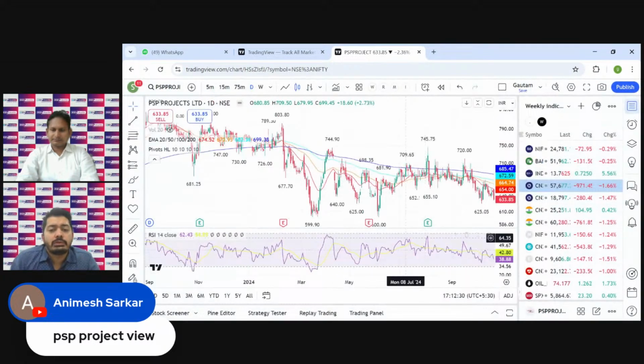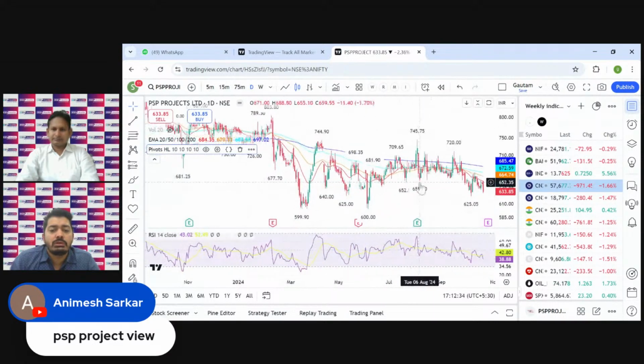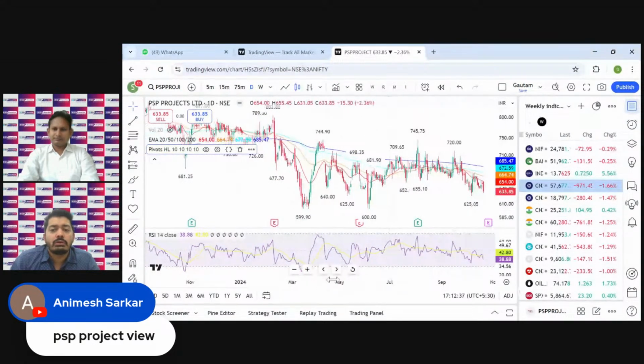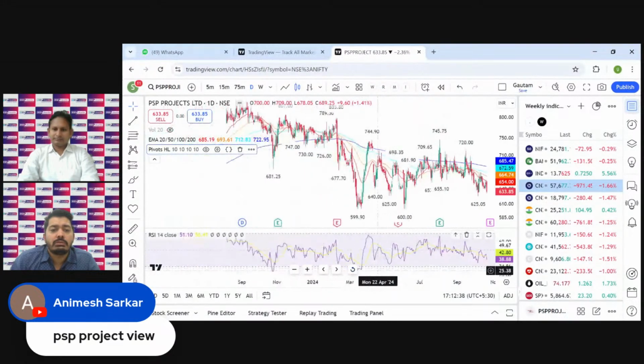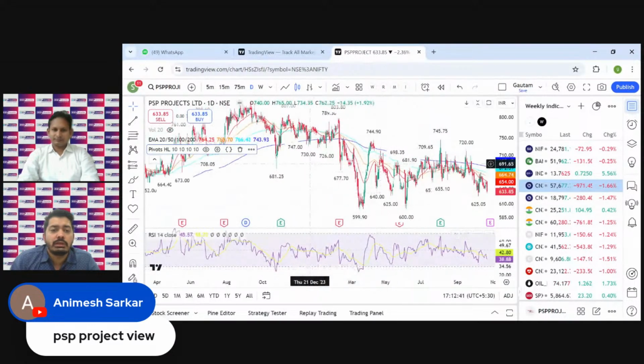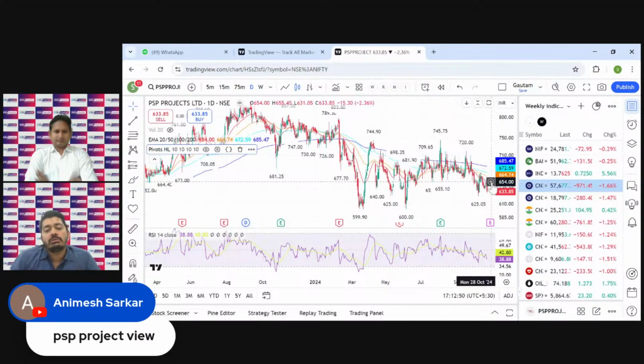So PSP projects, if you see from the last few months, the stock is in a sideways zone. If you see the larger term trend, it's definitely on the selling side. The counter is trading in a low top, low bottom chart structure. For a trend reversal, the first resistance would be the 200 EMA levels, which is 680, 690 levels on the upside. Today also the stock was down 2.63%, and it's not showing any major signs of a reversal at present.